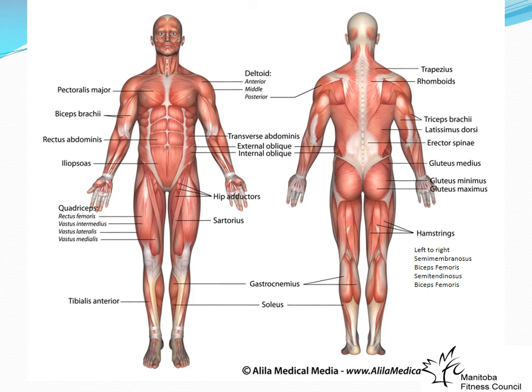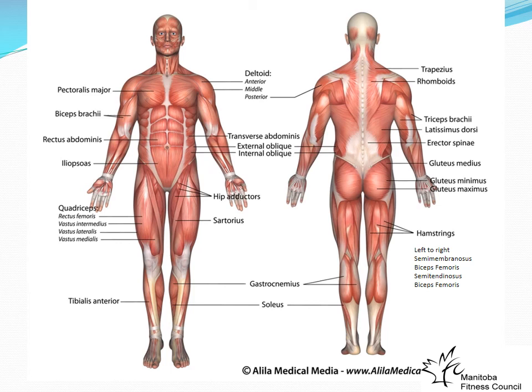The soleus only crosses the ankle joint. Because it only crosses the ankle joint, it can only act on the ankle joint. So when this one contracts, it will cause plantar flexion of the ankle. The gastrocnemius and the soleus will come together to form the calcaneal tendon. Calcaneal tendon is also known as your Achilles tendon.